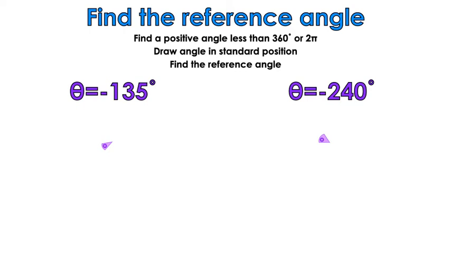Okay, so you should do these two by yourself. So pause the video. Oh, these are negative degrees. You could do it though. Remember, you go counterclockwise for positive angles and clockwise for negative angles. You got it.